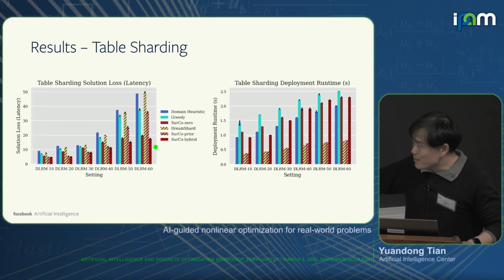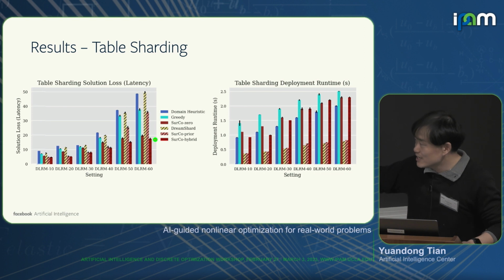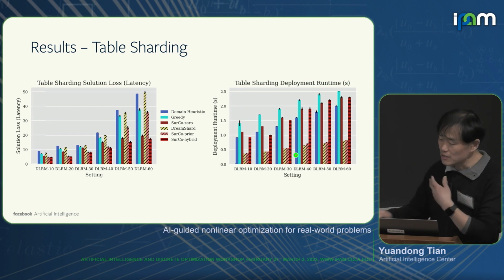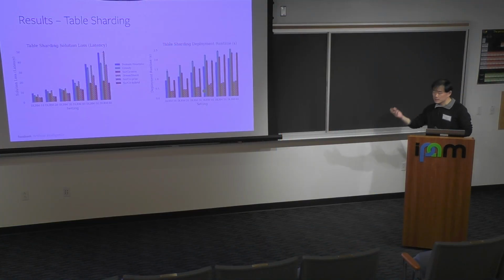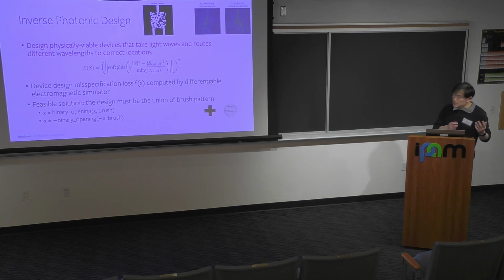If you combine this with SurCo prior and get a SurCo hybrid, then you can get even better solutions. The loss is even lower here. Of course, if you only use SurCo prior, then the solution is not as good, but it's much faster, with a much faster runtime. So there's a trade-off. In practice, when you want to use this approach, you can always make a trade-off between using the prior solutions and using fine-tuned solutions. For example, you can constrain the number of iterations in the optimization steps during deployment in order to make this trade-off. Okay, so this is the first application.